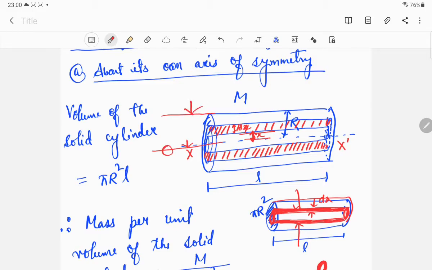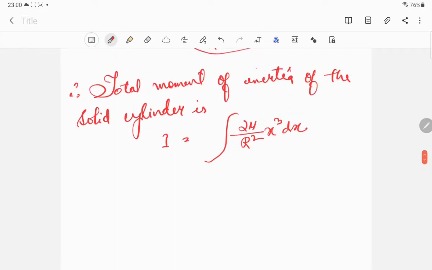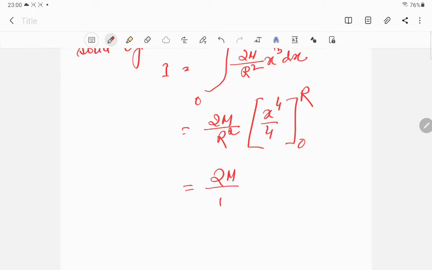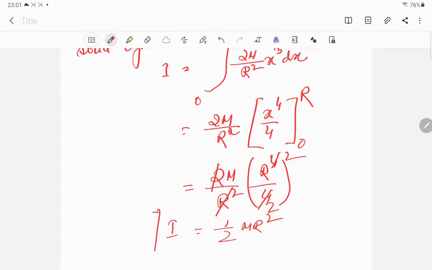So the minimum value of x here is 0 on the axis, and this is the maximum value of x on the surface of the cylinder or rim of the cylinder, so that is r. So again, as in the previous case we have done, it goes from 0 to r. So this 2 gets cancelled, so we have half mr square. So you can see that the moment of inertia of the cylinder about its axis of symmetry is similar to that of the circular disc.